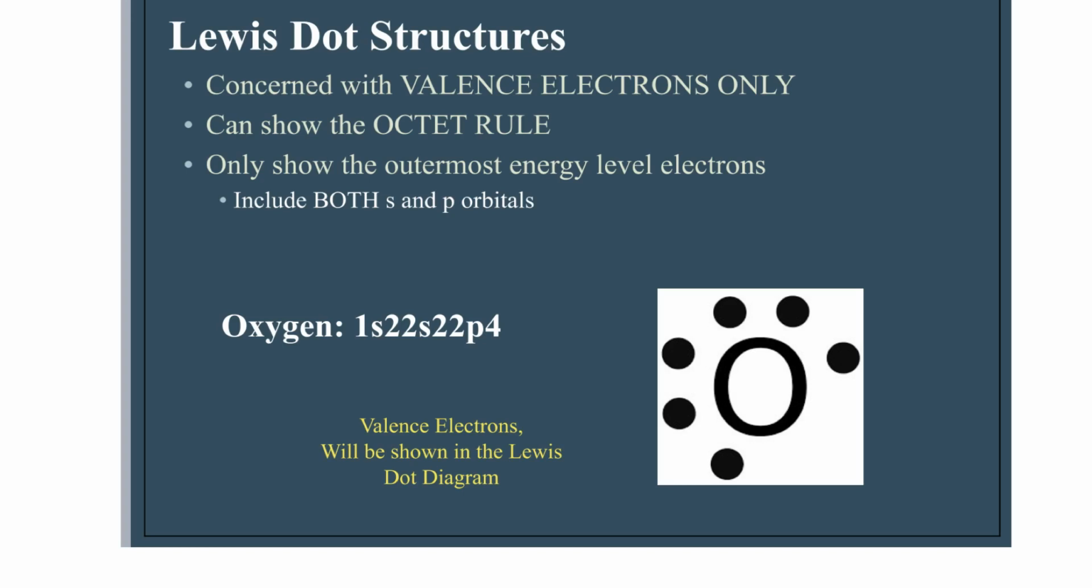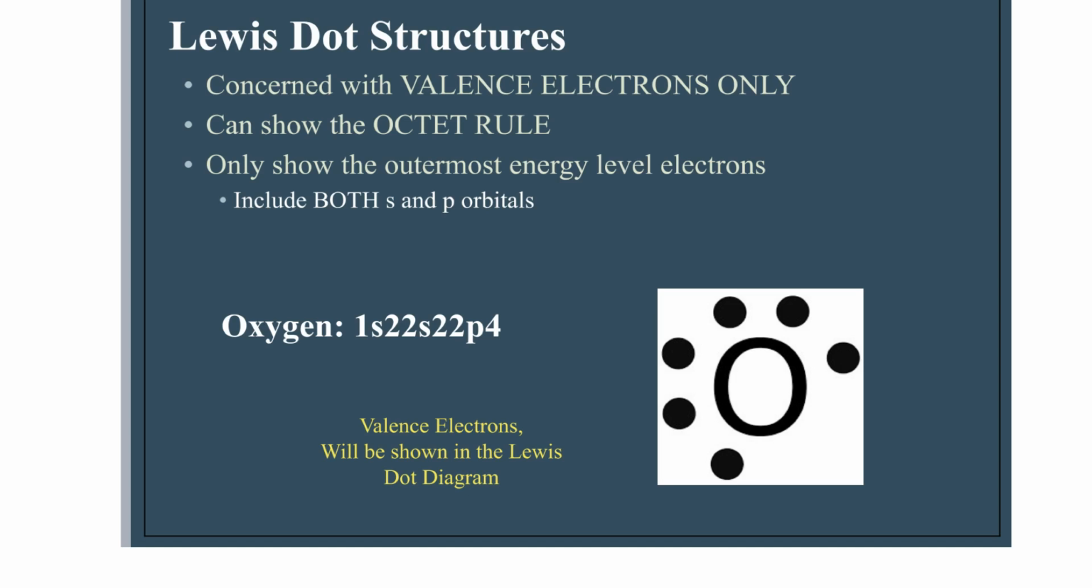Lewis dot structures are very similar to Bohr models, except instead of having all of the electrons, we're just going to focus on the valence electrons. And we're going to use this so we can show the octet rule, where atoms gain or lose electrons to get that full outermost shell.